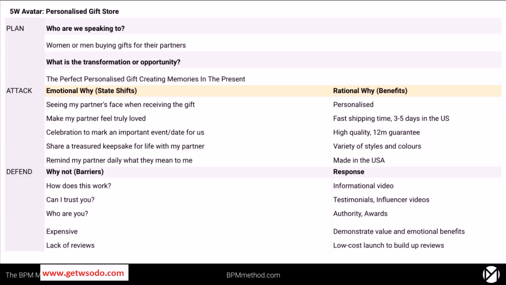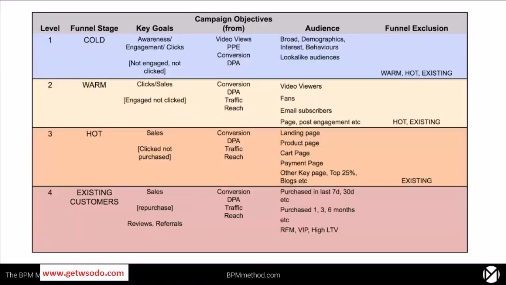So this one, for example, we're targeting women or men buying gifts for their partners. The transformation opportunity, the big idea here, is the perfect personalized gift, creating memories in the present. So if you've been through the 5W avatar section, you'll understand this already. I've created some hooks on the left, so the emotional whys, the rational reasons to buy on the right hand side, and then some barriers as to why people wouldn't buy. And that goes into my 4-funnel system, as we've been through in the 4-funnel system guide, of how I create my copy and merge different parts of the copy into that funnel as well.